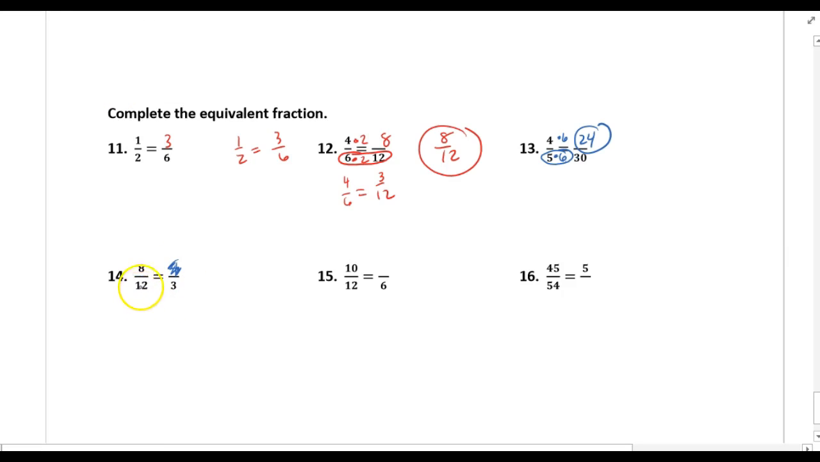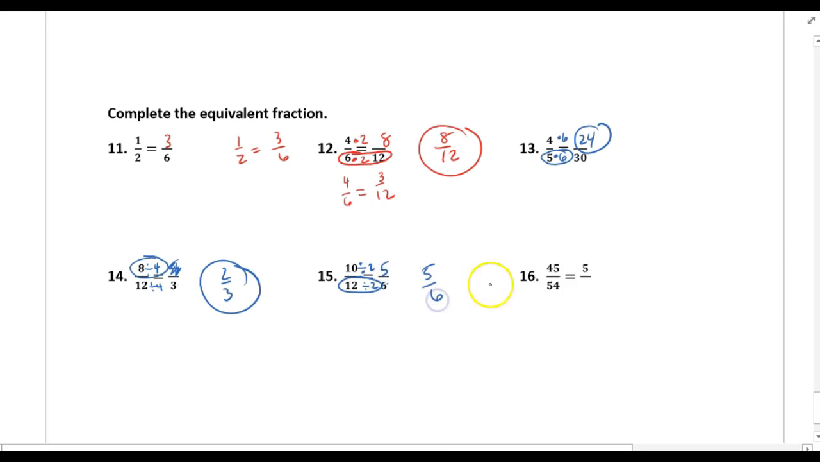And down here, you put 4 up here, but again, you have to remember, here we're working division, right? What do I have to do to 12 to get 3? I'm going to divide by 4, which means I'm going to divide the numerator by 4, and now 8 divided by 4 is, you should get 2/3. Then over here, 12 divided by what will give me 6, 2. So if I divide the numerator by 2, I would get 5.